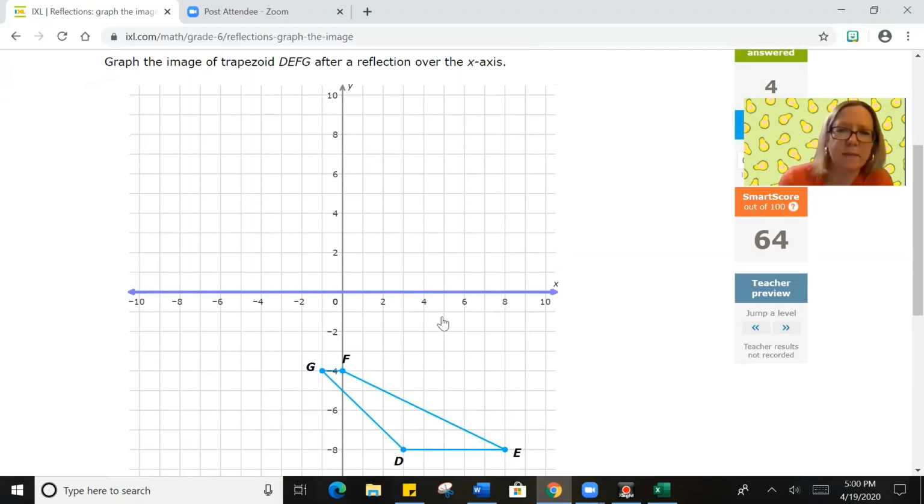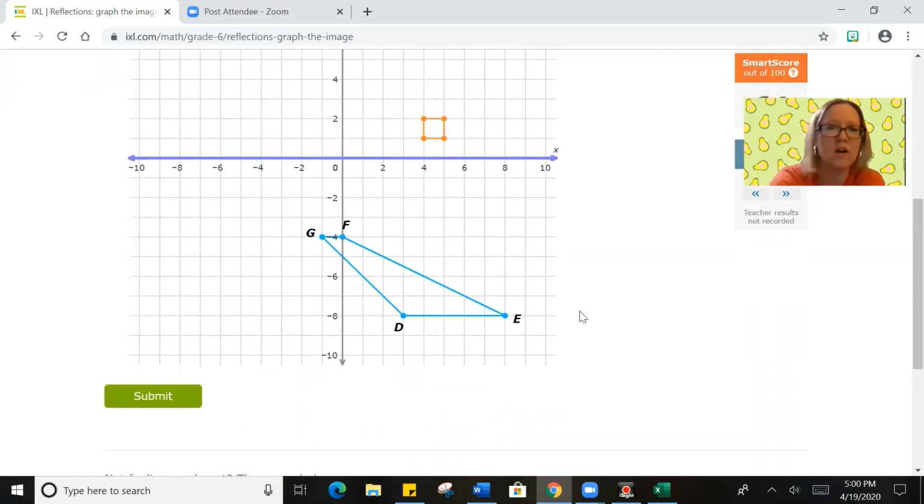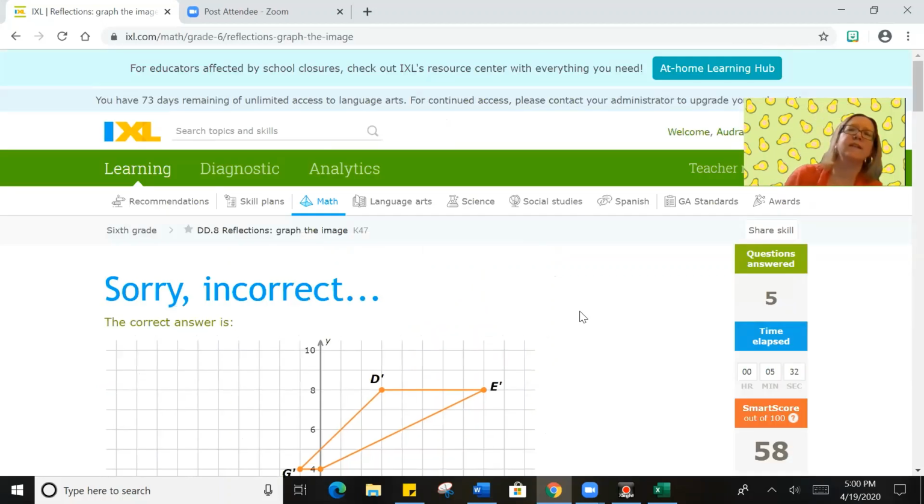Actually, no. Let me do this one wrong and see what it says. Okay, so clearly this is incorrect. That's nowhere close. That does not look anything like a mirror image. So I want you guys to take advantage of the way IXL will give you instruction if you miss a problem. Every time you get a problem wrong, it will show you that you got it wrong, and it'll explain how to get it right.